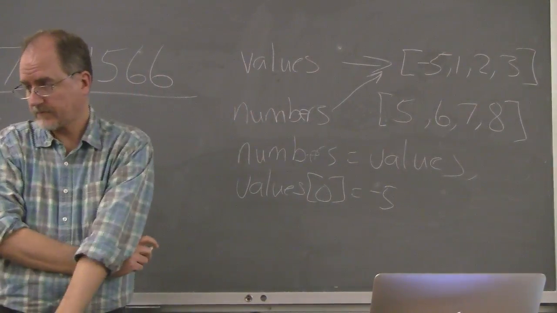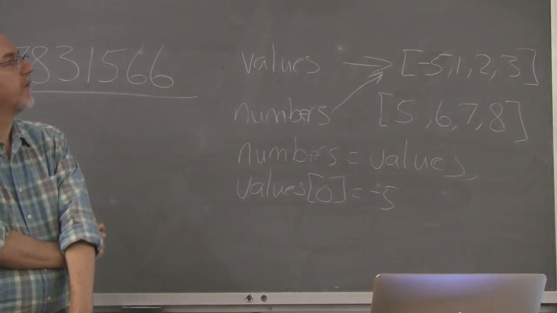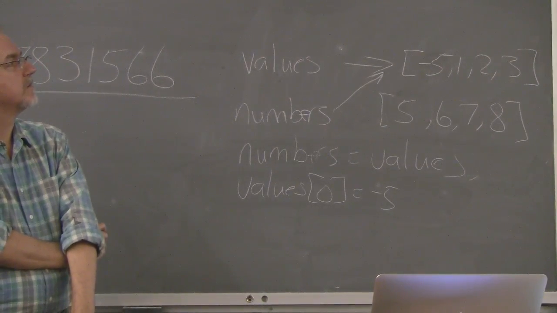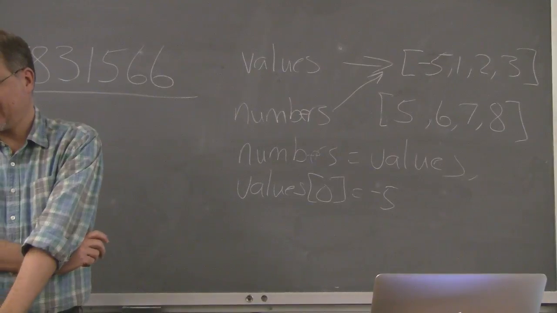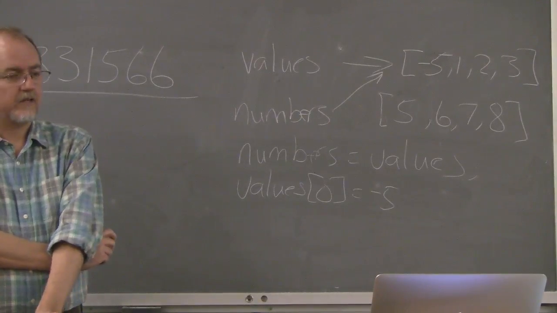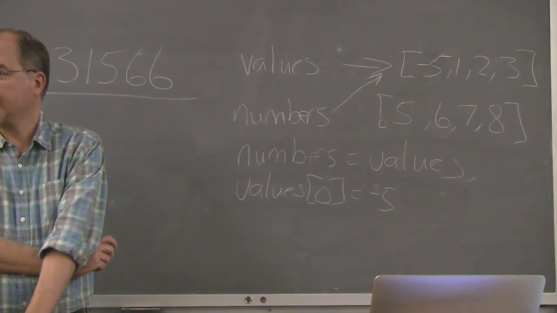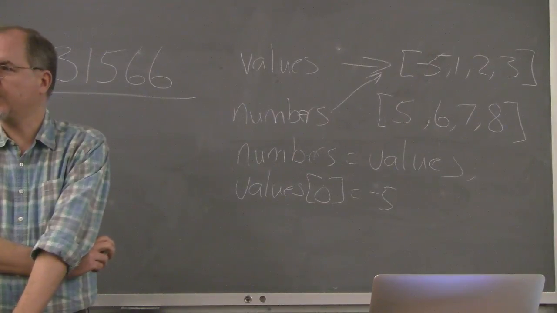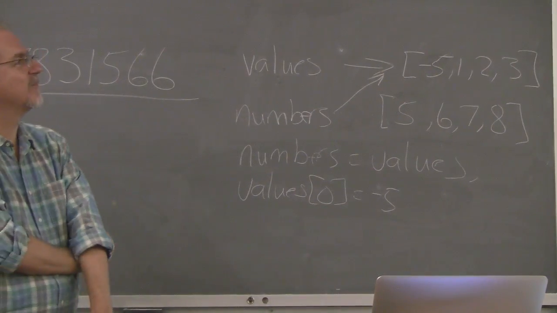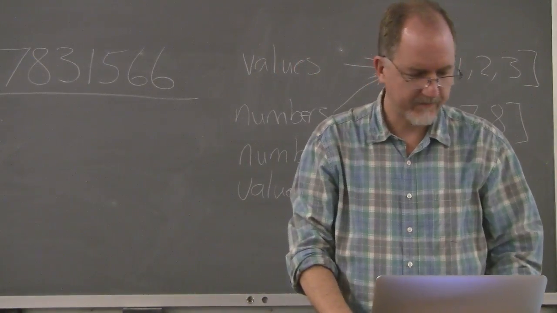Okay, question? So that line of code changed the reference. What would that code look like if you were just changing numbers to be the value of values and not actually changing the reference? Well, the question is how you do that. There are methods that copy the values over. Let's look at another question that may illuminate this a little bit more.